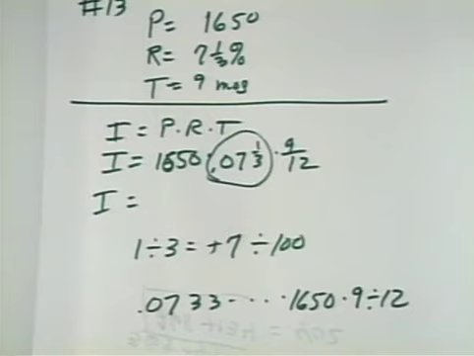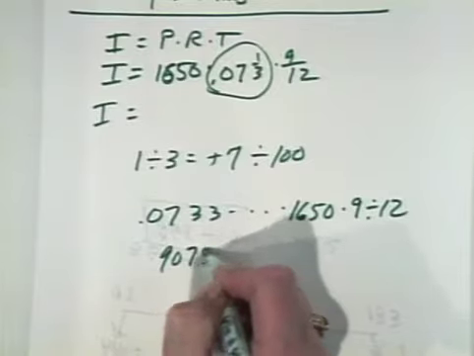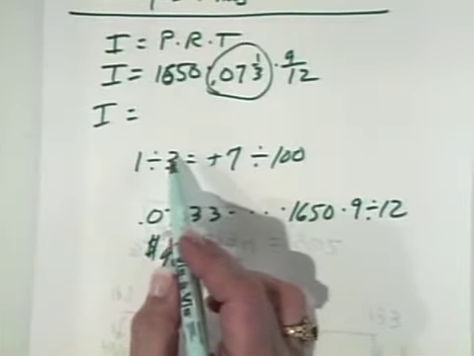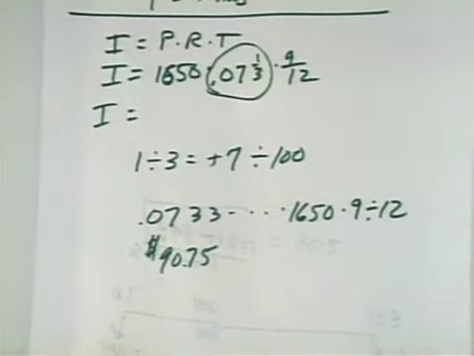And I'll tell you another way of doing this one. What are we getting on that one, somebody? 9075. Is that what anyone else got? Okay. I happen to like to use the memory. I would do 1 divided by 3 equal plus 7 divided by 100. Stick that in my memory. I'd store that. All you do is press the store.